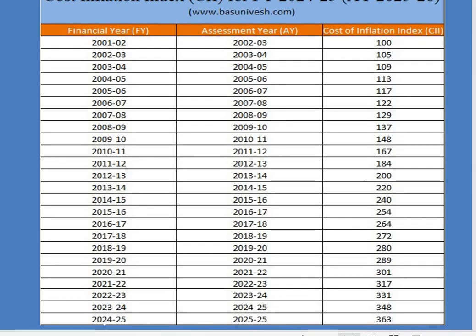Here you can see 24-25. That is our previous year. Here it is 25-26. It is not 25-25, it is 25-26. It is 363. So this table they will give in the question. These values, this year, this value, they will give in the question. You need not worry about that.